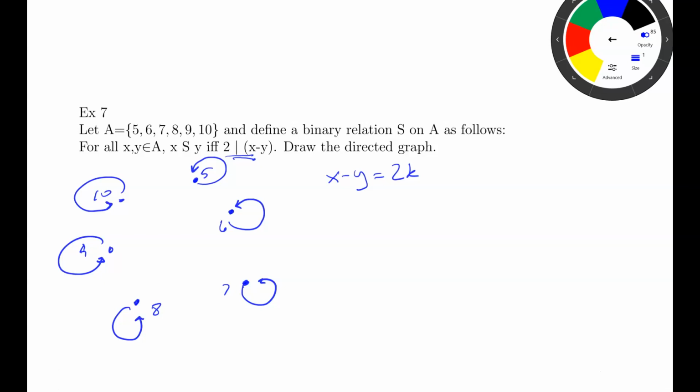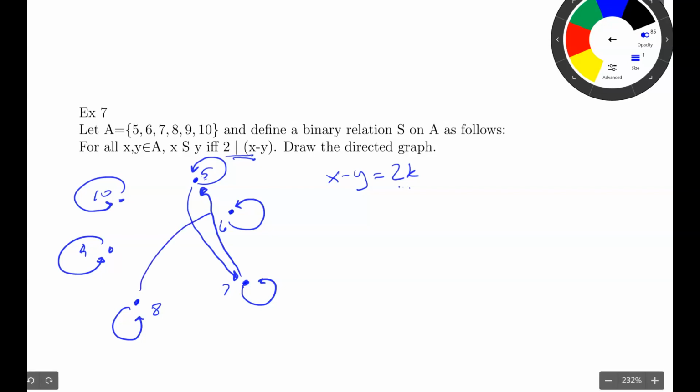So now let's do 5 and 6. If I take 6, subtract 5, that gives me a 1. That's not going to be a multiple of 2. What about 5 and 7? So if I take 5, take away 7, that gives me a negative 2. That's a multiple of 2. Oh, and if I take 7, take away 5, right? So it can work either direction. So I've got to do the double arrow thing.